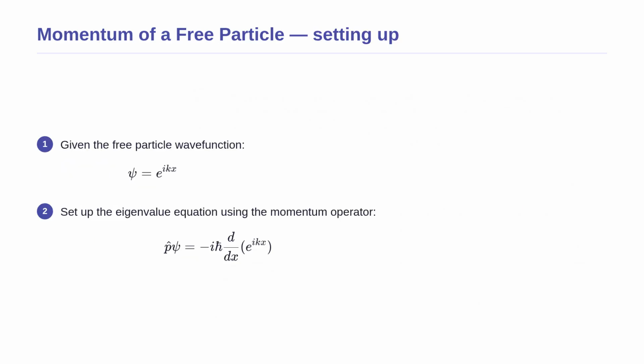Before we move on, let us see this eigenvalue equation in action with a concrete example. Imagine an electron moving freely through empty space. Its state is described by a simple exponential wave function, e to the power of ikx. We want to find the exact momentum of this electron. To do this, we set up our eigenvalue equation by replacing the general operator with the actual momentum operator, which includes the derivative with respect to x. We then substitute our specific exponential wave function e to the power of ikx into the equation, so we can take its derivative.